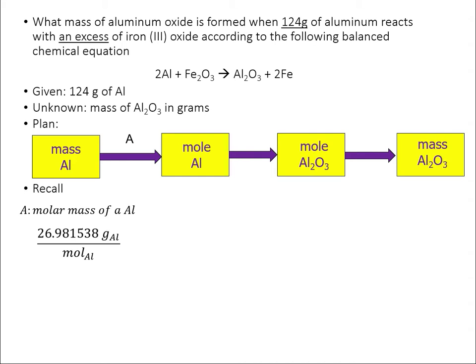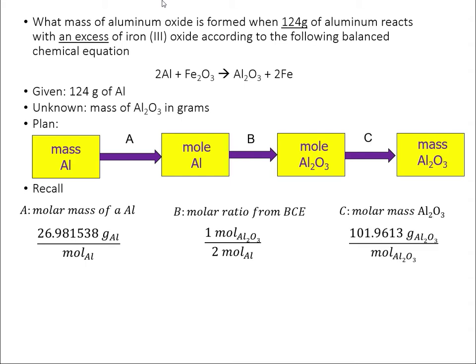To go from mole to mole, we need the balanced chemical equation and the molar ratio contained in it. In this situation, since we're looking at aluminum oxide and aluminum, for every 2 moles of aluminum, we're going to be able to make 1 mole of aluminum oxide. And then finally, to go from moles to mass of aluminum oxide, just like before, anytime we're going between moles and mass or mass and moles, we need the molar mass. In this case, we need the molar mass of aluminum oxide. So we have our 3 steps. We just need to put them in the right order and do the solve.